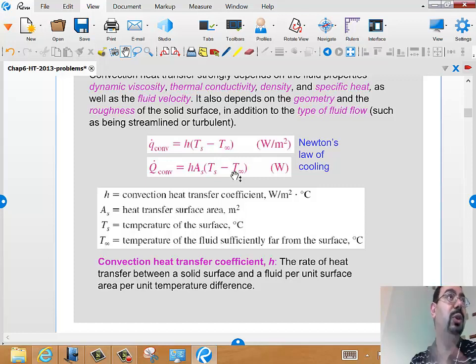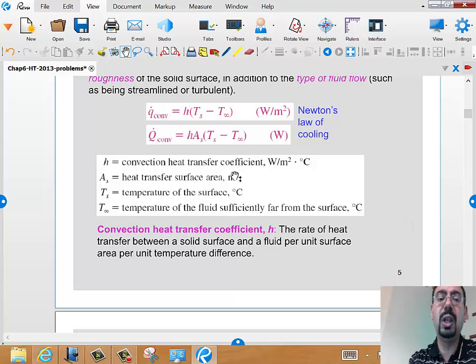I'm not saying it's not that important. There are certain applications where it's just natural convection and you just have to depend on it. But for a lot of industrial applications, it's forced convection. Right? So that's what we are going to do.